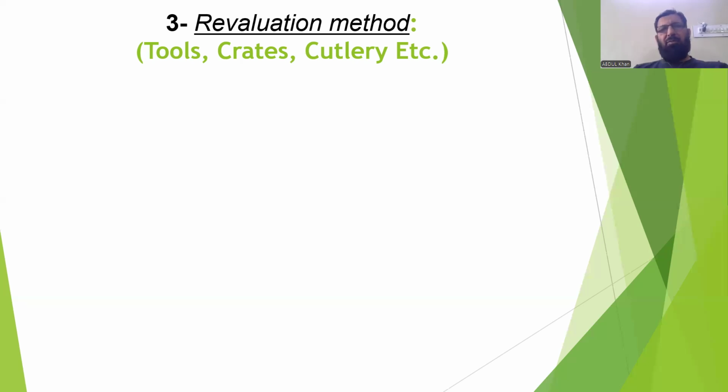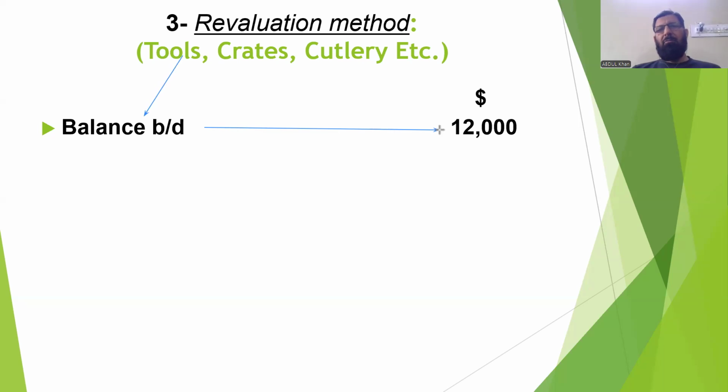depreciation. Normally, we calculate depreciation at the end of the year. So how can we calculate depreciation? There is a method called revaluation. What we do is simply look at the balance we have. Let's take the example of tools. Suppose the balance in the tools is 12,000. This was the value at the beginning of the year.